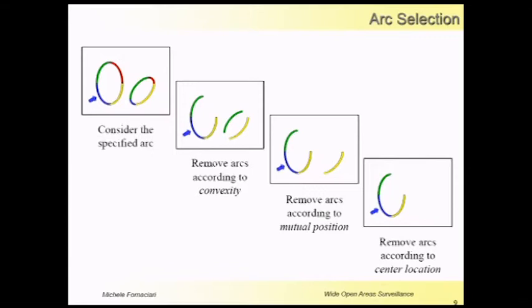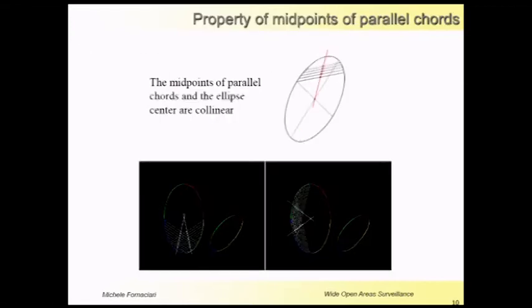First I can remove other blue arcs and red arcs thanks to the convexity classification we did before. I can remove the rightmost green arc because its position is not compatible with the shape of an ellipse, and because of some geometric properties, I can discard also the rightmost yellow arc. And what remains is 3 arcs that indeed are on the same ellipse boundary.